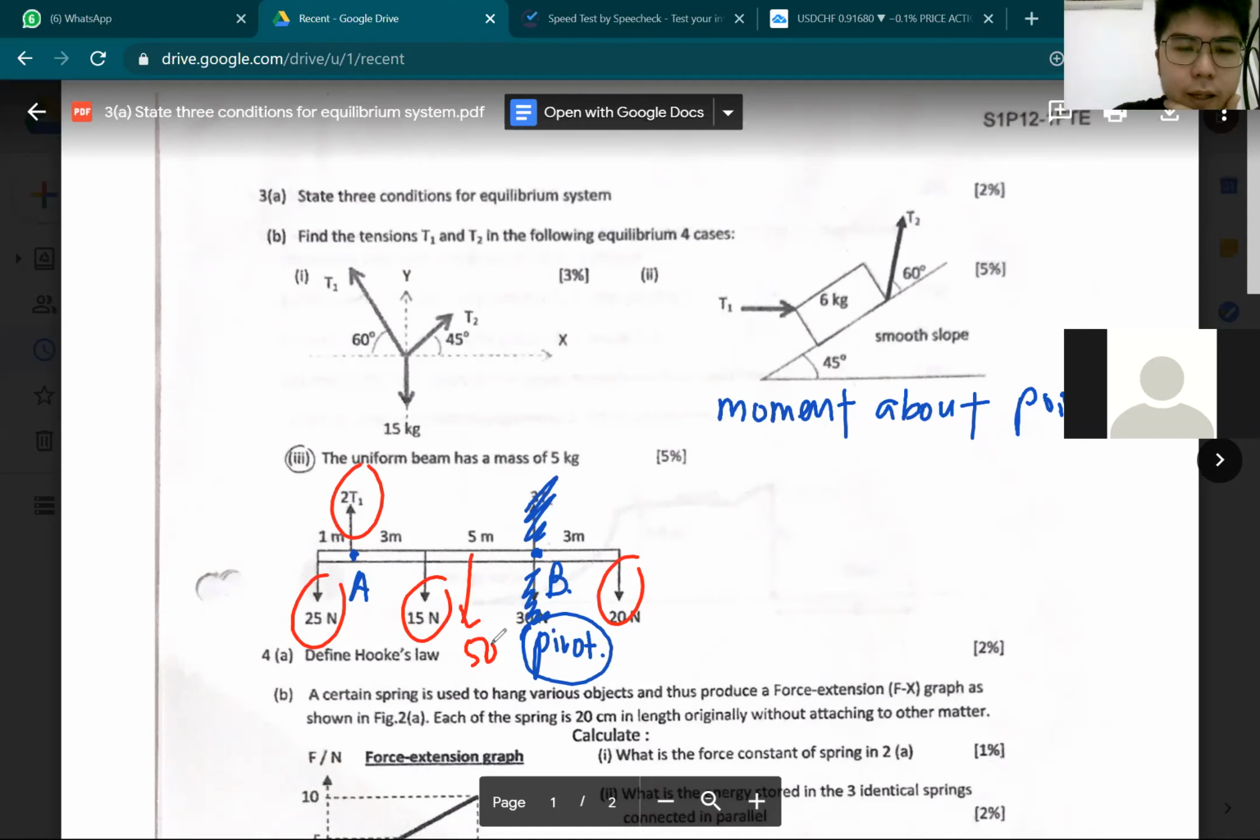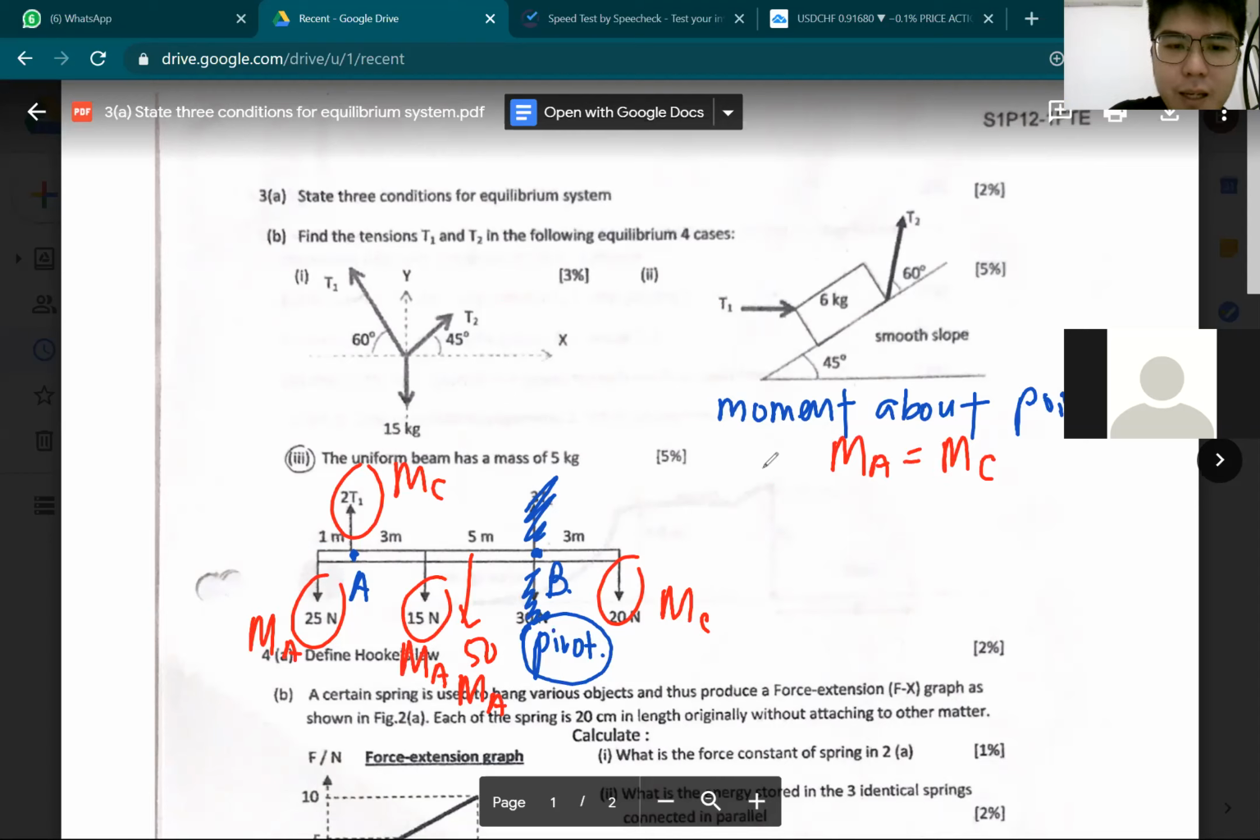Okay, now I label here: this one is MC, obviously, because it is on the right side of the pivot, right? MC, and this one is MC. 50 is MA, anti-clockwise. This one is also MA, and this one is also anti-clockwise. So 3 anti-clockwise forces and 2 clockwise. Okay, so MA equals MC.